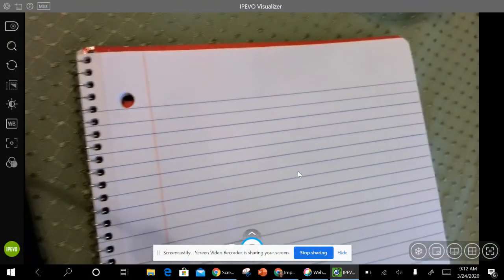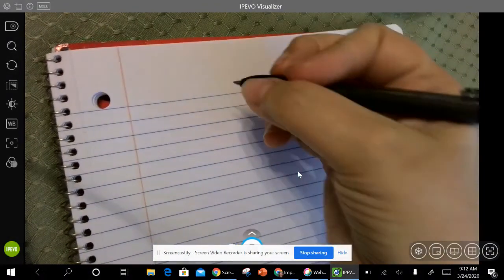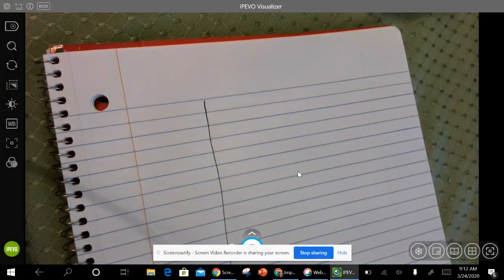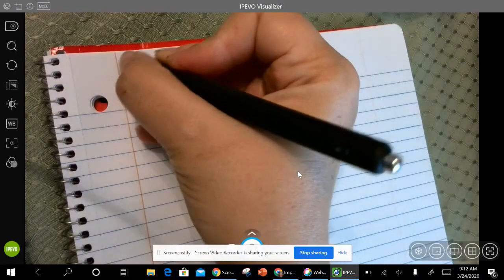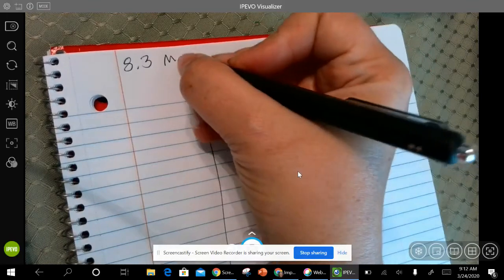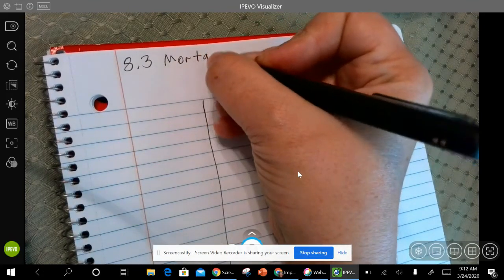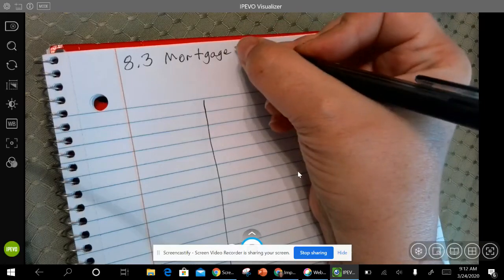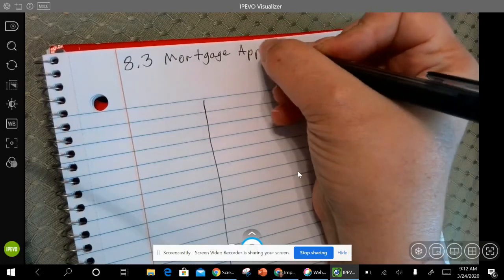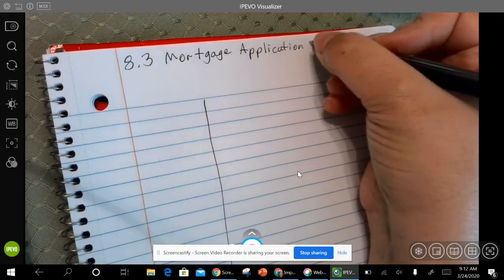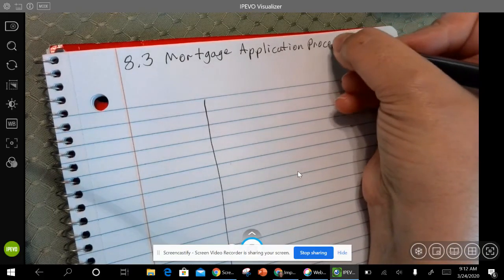So this is for you. I encourage you to do the notes along with me, just as if we were in the classroom. So this is for section 8.3. Okay, so the mortgage application process is the name of that section.